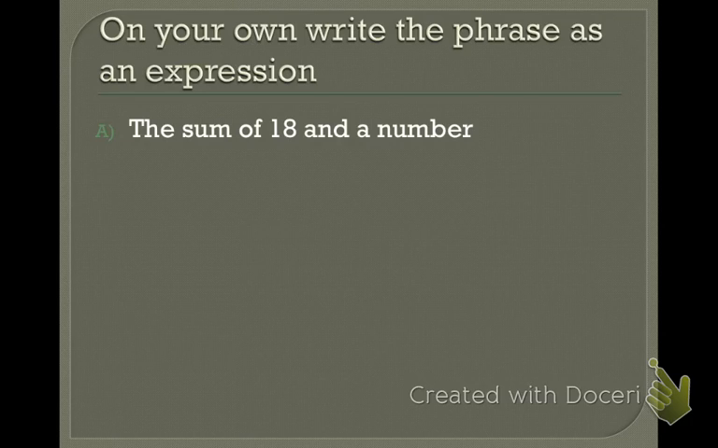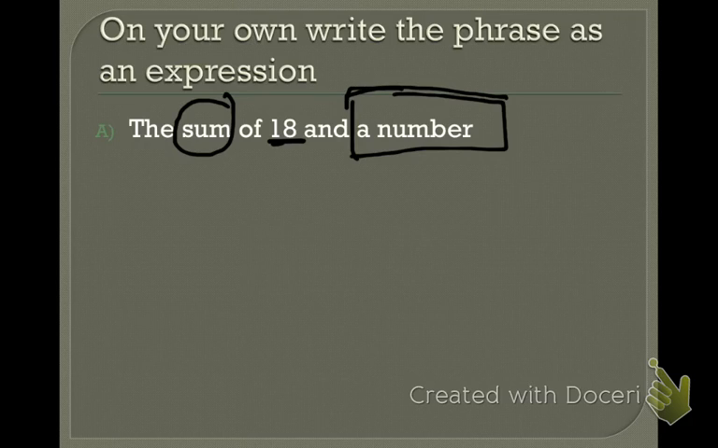So remember the technique that I'm using. I underline my number, so I have 18. I'm going to circle the key phrases, so I have the sum of, and there is my a number, which is my variable, and I like to use x as my variable. So go ahead and try these one at a time. As you progress, keep entering your answers into the text box. Pause when you need to, and when you're ready to move on, go ahead and move on.